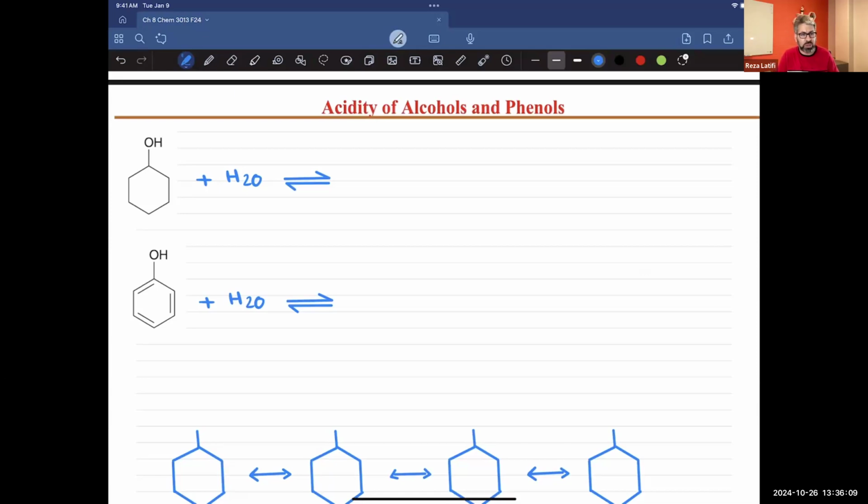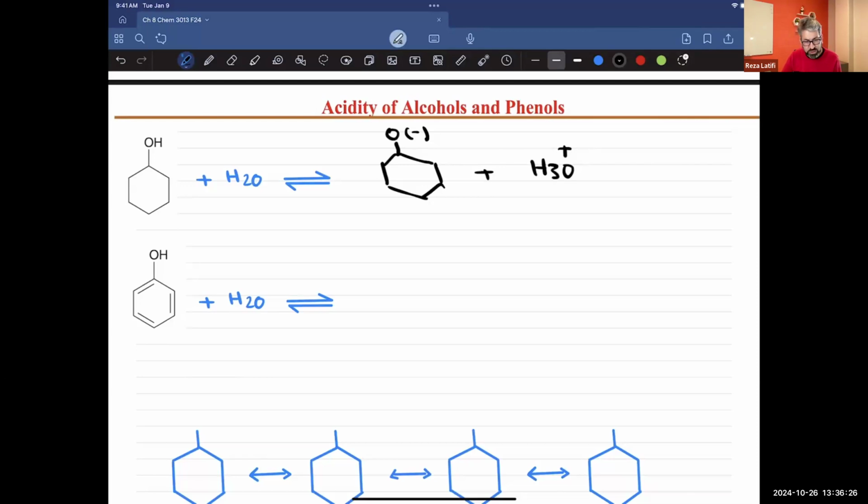Still, it will be an alcohol. For example, if I remove H from it, I get this species with a negative charge plus hydronium ion. This is going to be an alkoxide group, but a cyclic version of it.